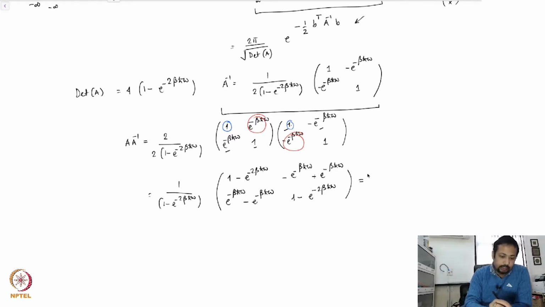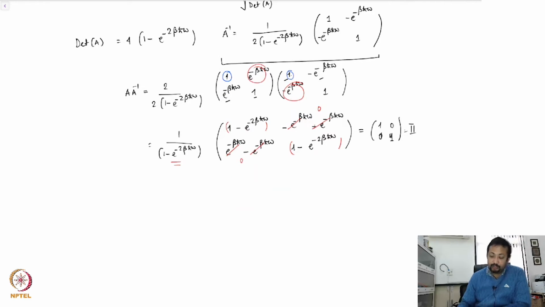So things cancel out. This cancels out to give you 0. This one cancels out to give you 0. And you see this factor and this factor cancel out with the prefactor that is outside to give you the identity matrix, 1 0, 0 1, which is I. So indeed our A inverse works nicely.